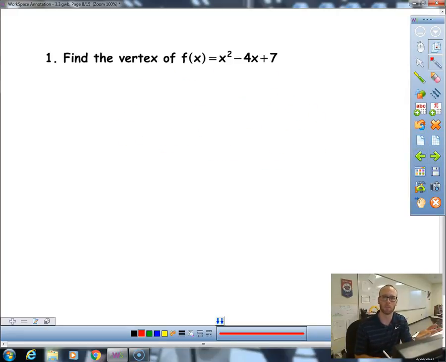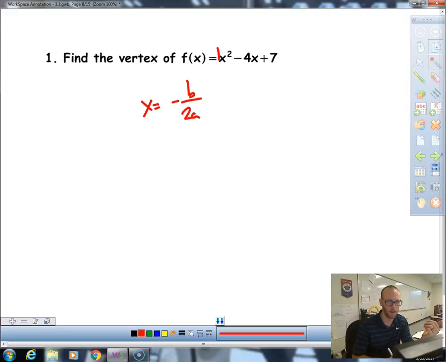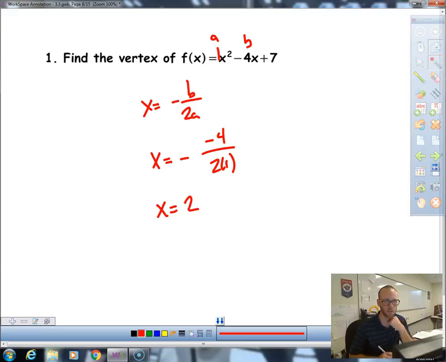Okay, so I take a look at this one. Do I have to complete the square, go through the whole process? No, I don't. Find the vertex: x equals negative b over 2a. Now my a in this one is 1. My b is negative 4. This would be negative 4 over 2 times 1. X equals, what would that be? Positive 4 over 2, that is 2. The vertex is at x equals 2.